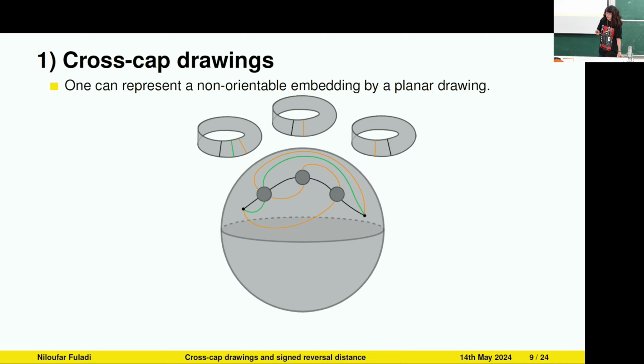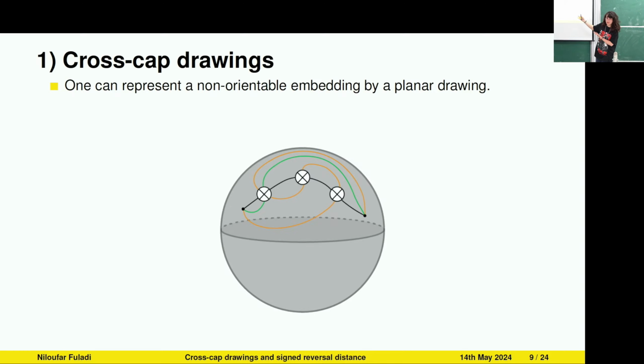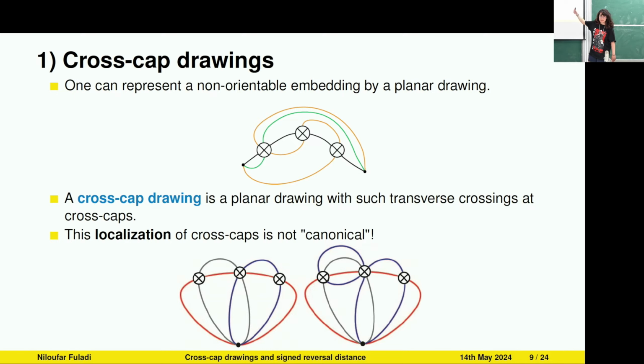Yes, the embeddings that I consider are like that. So the information at the top is kind of useless, so I can forget about it, and I just look at this. I'm going to replace the boundaries like this. I'm going to call these things cross-caps again, and even the sphere is a bit too much. So this is a cross-cap drawing that represents a non-orientable embedding.